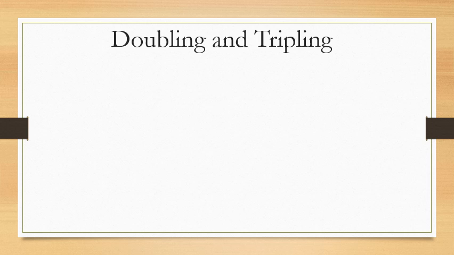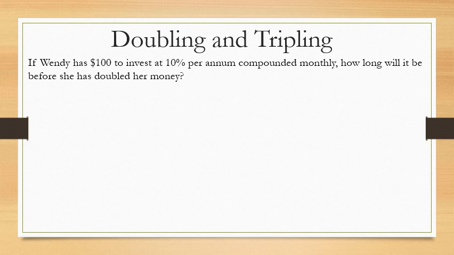Now let's look at doubling and tripling investments. If Wendy has $100 to invest at 10% per annum, compounded monthly, how long will it be before she has doubled her money? Okay, so this is getting compounded monthly, which means I'm using the formula A equals P times 1 plus R over N to the NT.